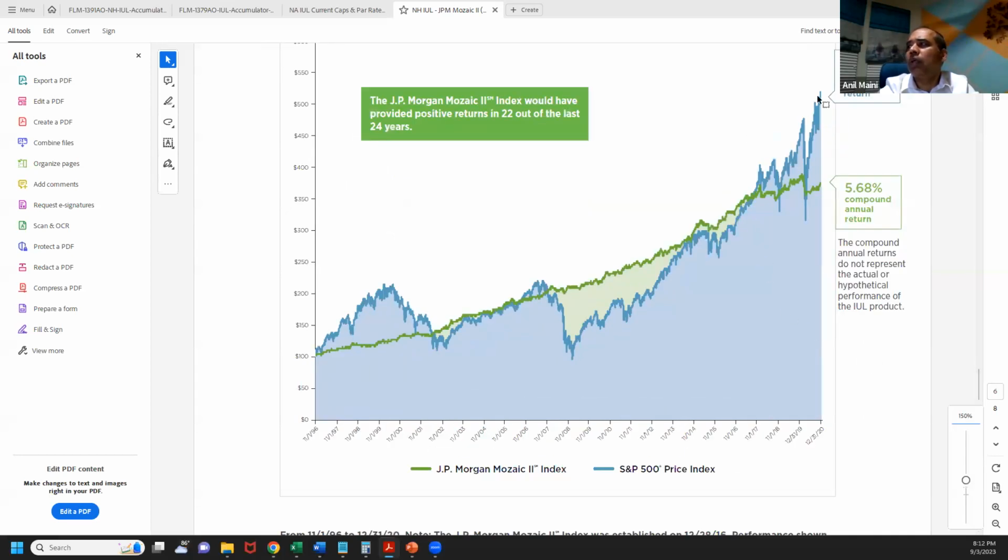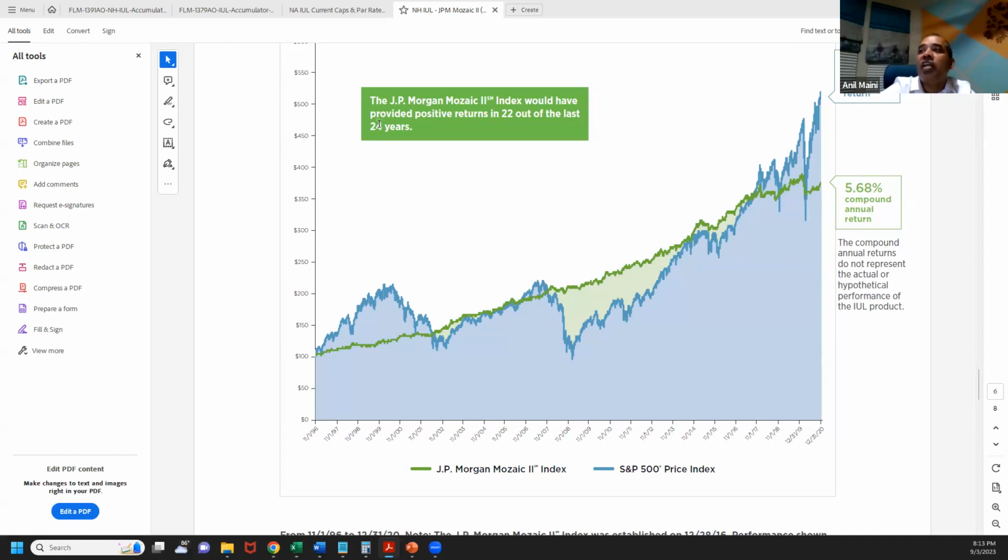So these are balanced indexes. This green line is depicting this JP Morgan index as compared to the S&P. The S&P has lots of ups and downs, you can see, but this index slowly and steadily keeps on going up, like the green line. On average, the S&P has 7.18% compounded interest, but this index, the compounded interest is 5.68%.